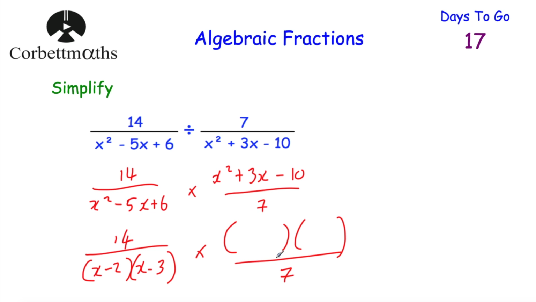And then with our second fraction, well, that'll be over 7. Let's factorize the numerator. So it'll be x and x. We want two numbers that multiply together to be negative 10 and add together to be 3. So I'm thinking plus 5 and minus 2. So factorize the two quadratics.